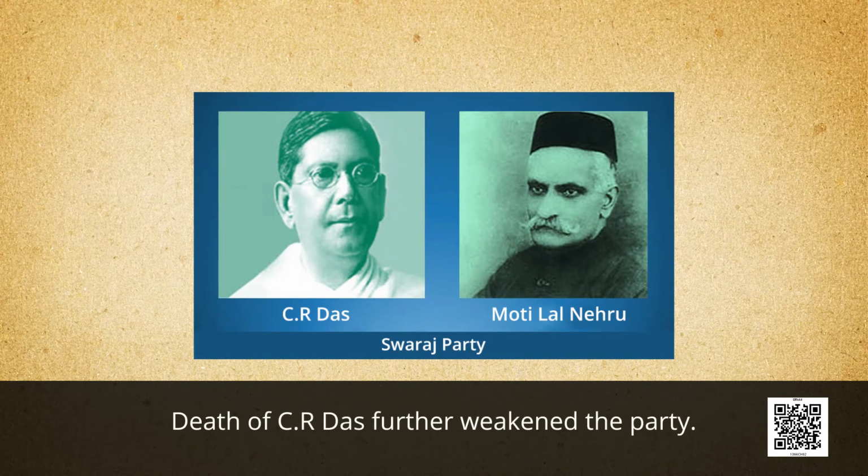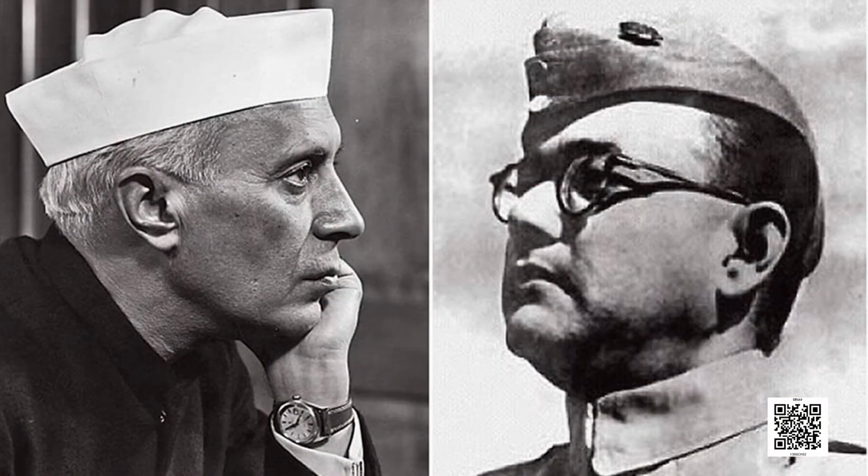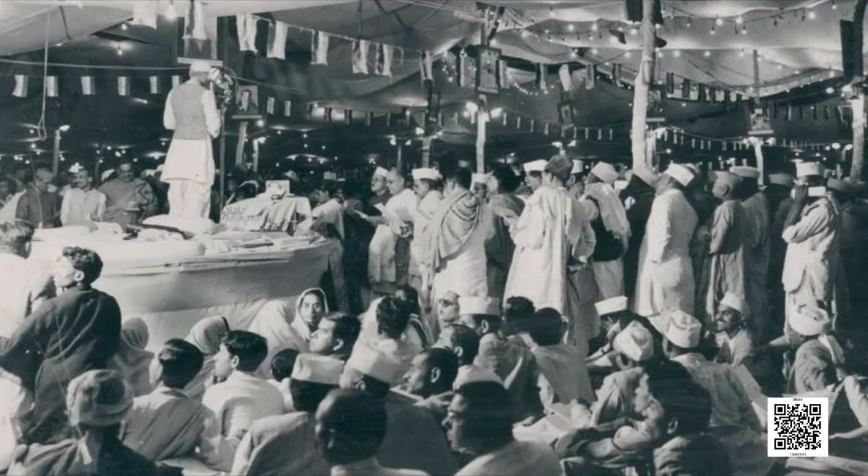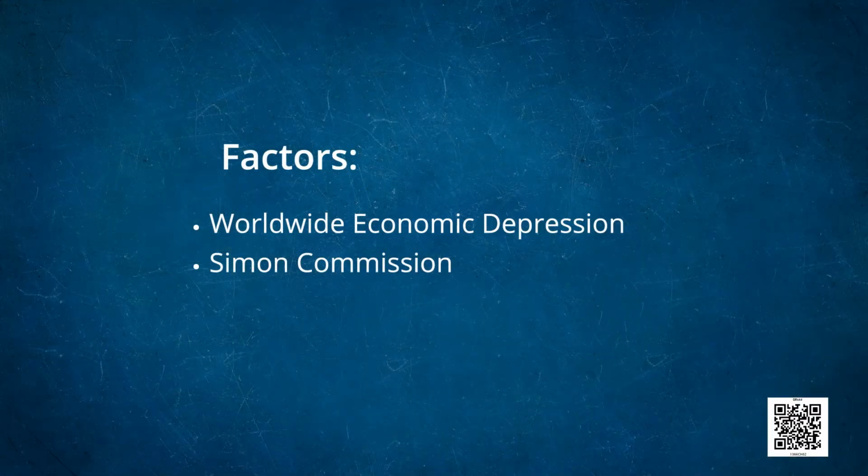Death of C.R. Das in 1925 further weakened the party, and now there emerged some other young leaders like Jawaharlal Nehru and Subhash Chandra Bose, who were in support of complete freedom for India through a more radical mass agitation. In such a situation of internal debate and dissension, two factors came up which shaped India's political scene towards the late 1920s. The first factor was the worldwide economic depression, and the second one was Simon Commission.